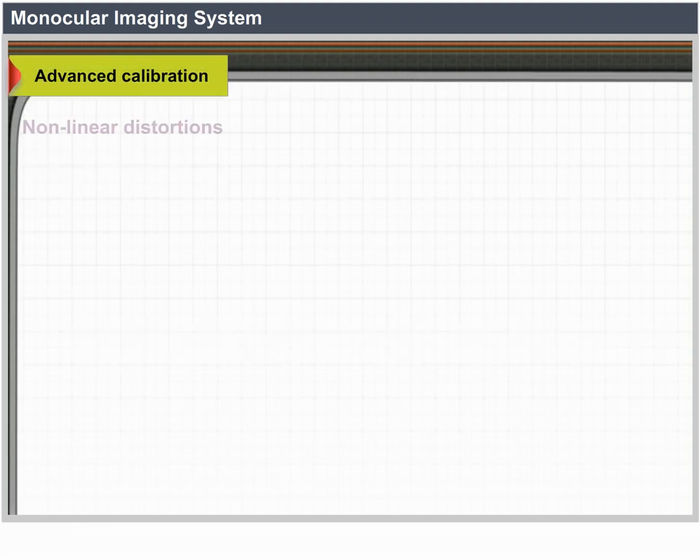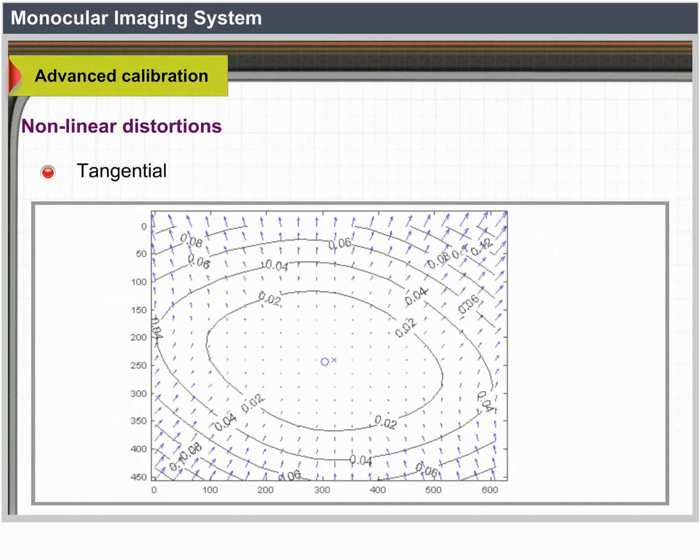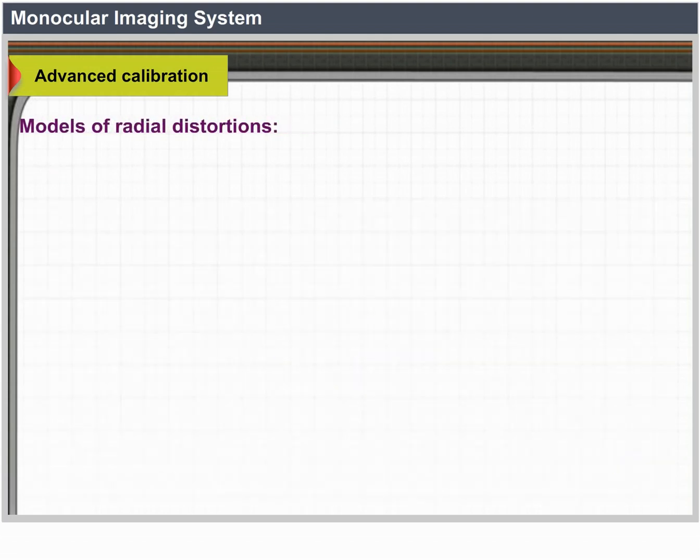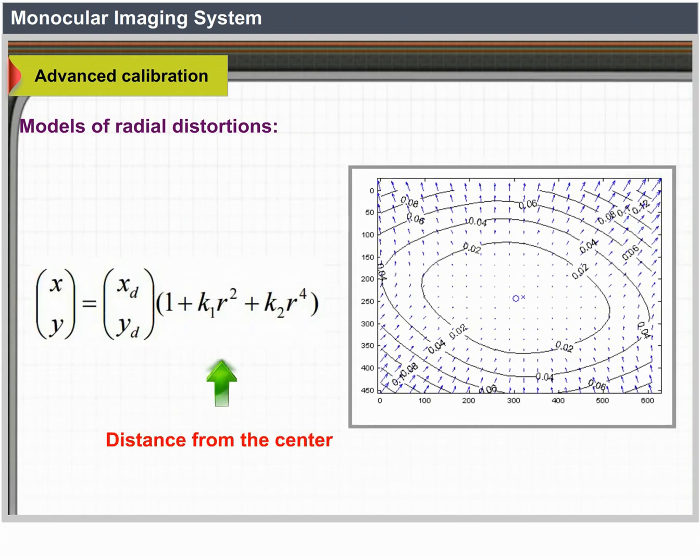Advanced calibration: nonlinear distortions, barrel and pincushion, tangential. Models of radial distortions. Please refer to the matrix and the diagram on screen.